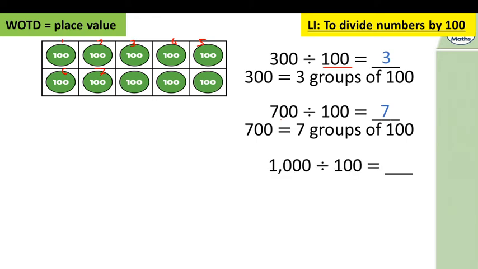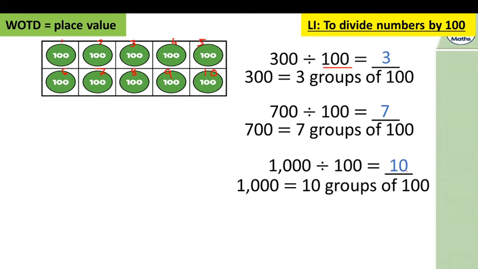Okay, and then we have 1,000 divided by 100. So we have, same as we had at the beginning, 10 groups of 100 in 1,000, which tells us that 1,000 divided by 100 is 10.